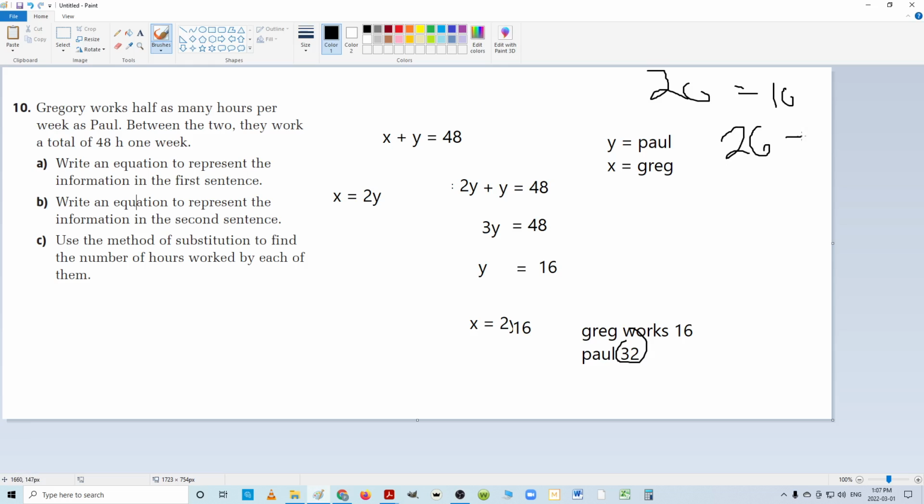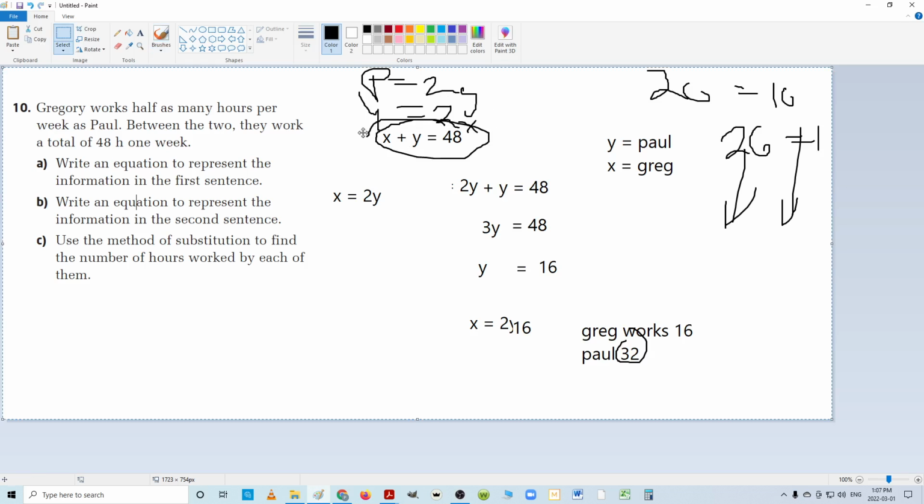What's half of 26? 13. Those add up to 39. So you know it's more and more. And so you could do it like that, but you're not going to be able to answer 1 and 2. But as soon as you realize that Paul is equal to 2 times Greg's hours, and then just say Paul equals Y and Greg equals X, then you'll start getting there. And of course, this is a lot clearer. Both their hours add up to 48.